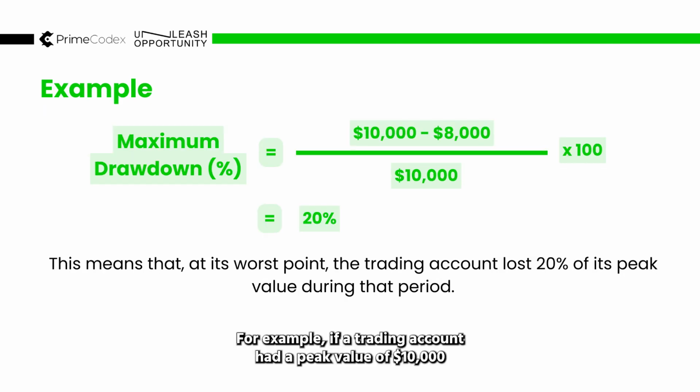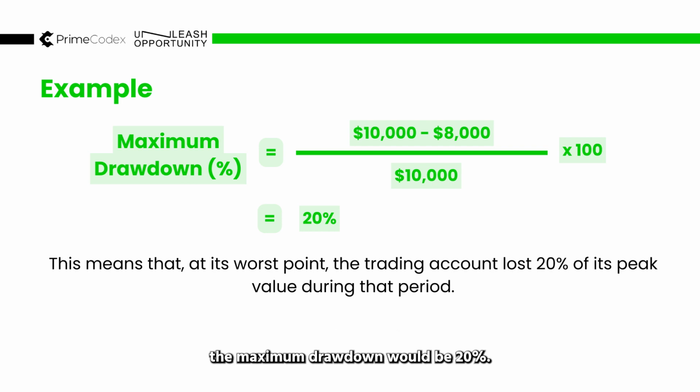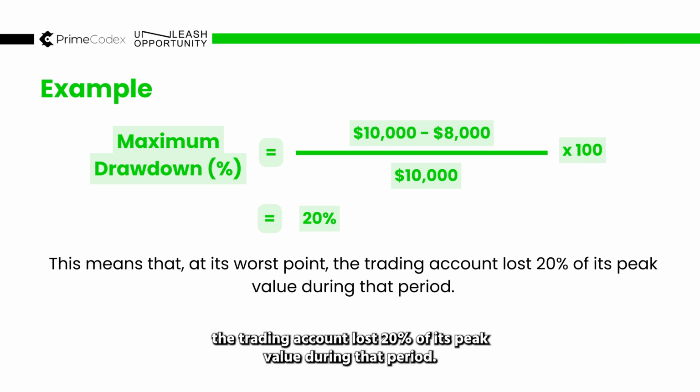For example, if a trading account had a peak value of $10,000 and a trough value of $8,000 during a specific period, the maximum drawdown would be 20%. This means that at its worst point, the trading account lost 20% of its peak value during that period.